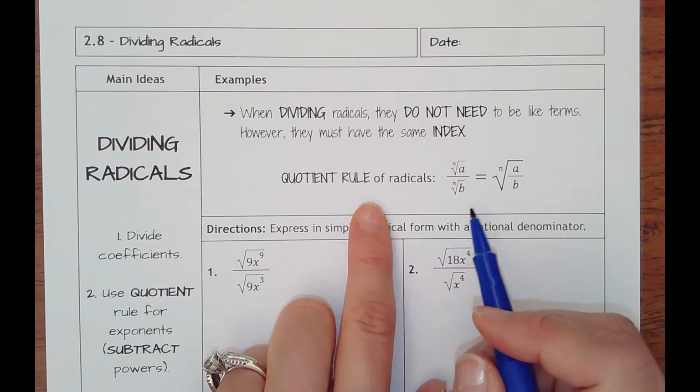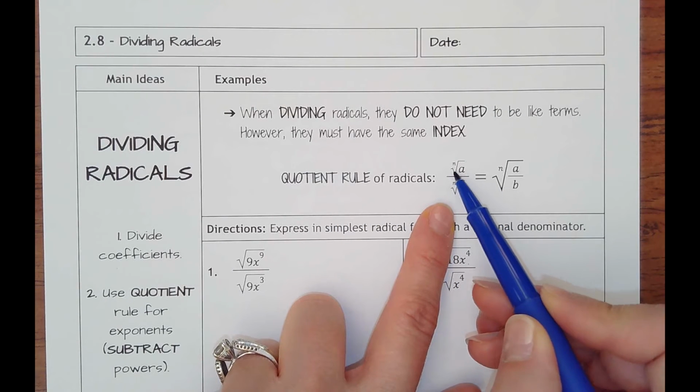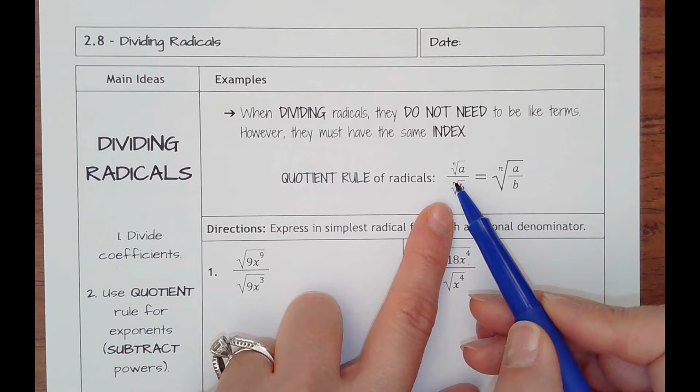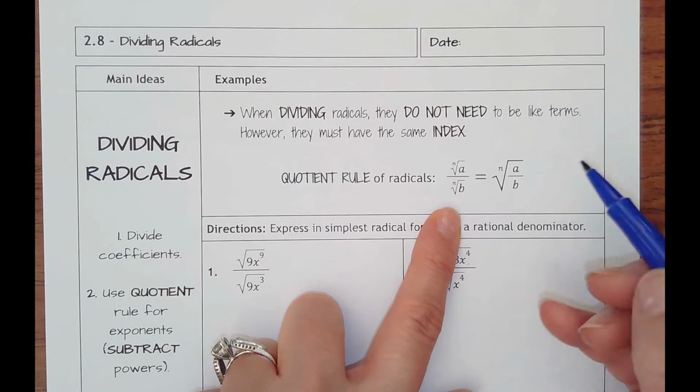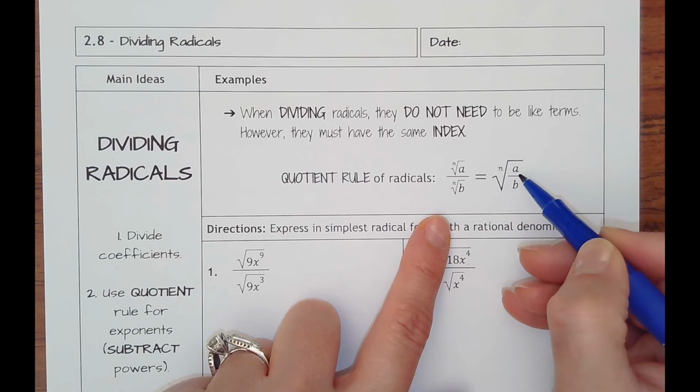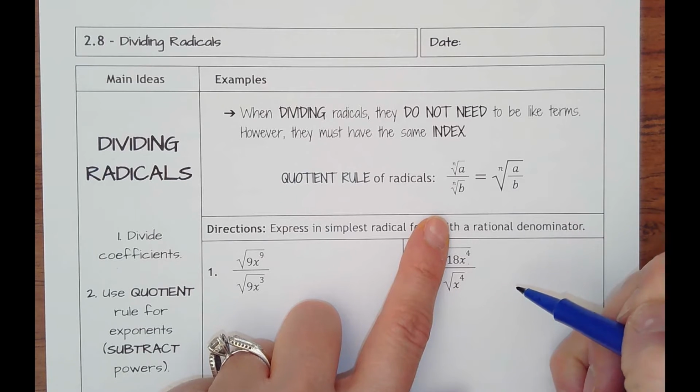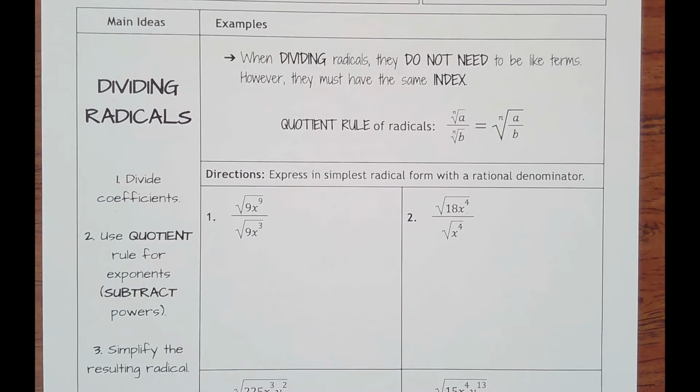The quotient rule of radicals is saying if I have an nth root of something divided by that same nth root of something else, that can really become the nth root of that number divided by the other number. And so I'll show you what it looks like in an actual problem.